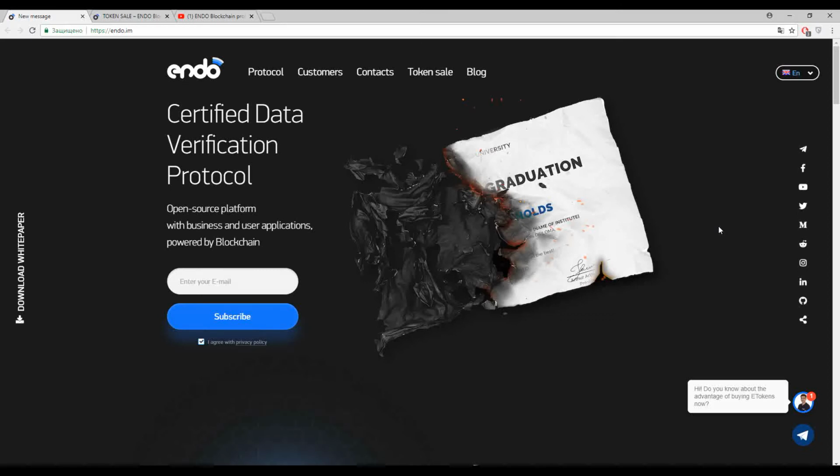Hi everyone, if you are tired of losing data, if you want to protect it from anyone except you, and if you need to find a good platform for it, then our topic would be very useful for you, because it is all about data storage. The name of it is Endo, Certified Data Verification Protocol.